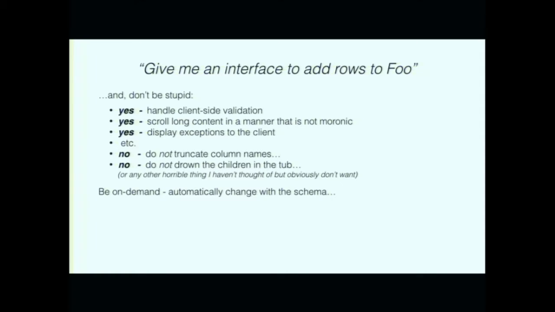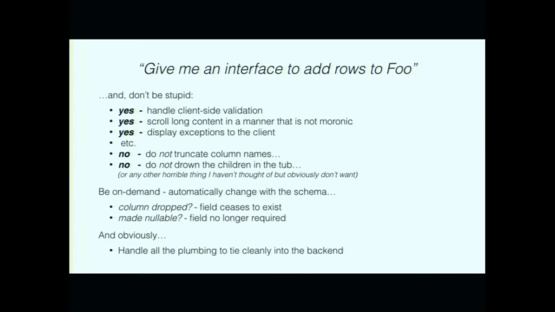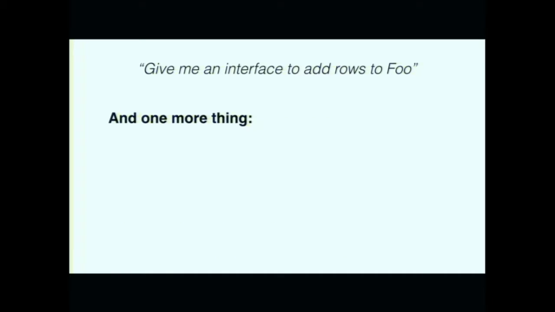Be on demand. Automatically change with the schema. If I drop a column, that field should cease to exist in the view. I shouldn't have to go in and do double work. Column change to nullable, now the field is no longer required. And obviously, handle all the plumbing to cleanly tie into the back end for all of the callbacks that need to make all this stuff work. Just work. And one more thing.